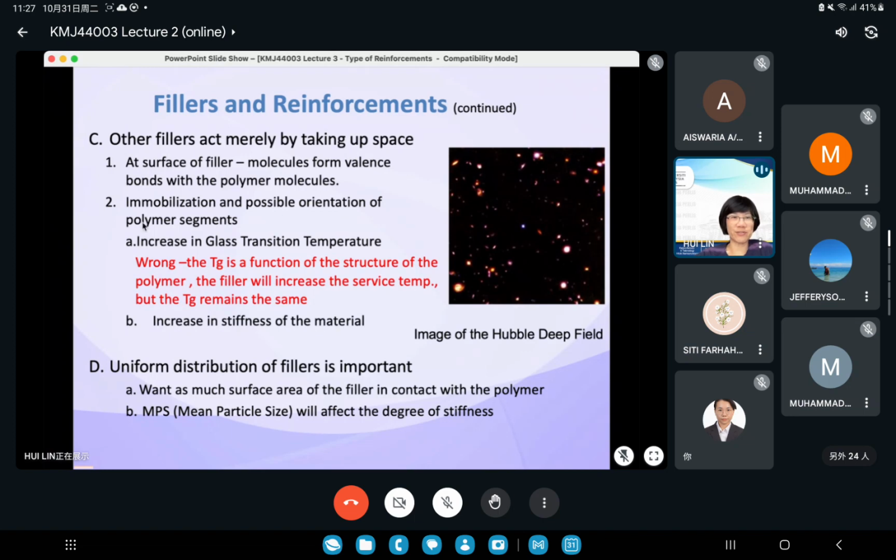Immobilization and possible orientation of the polymer segments. A, increase the glass transition temperature. Okay, so you see, what is meant by glass transition temperature? We do a little bit of revision.